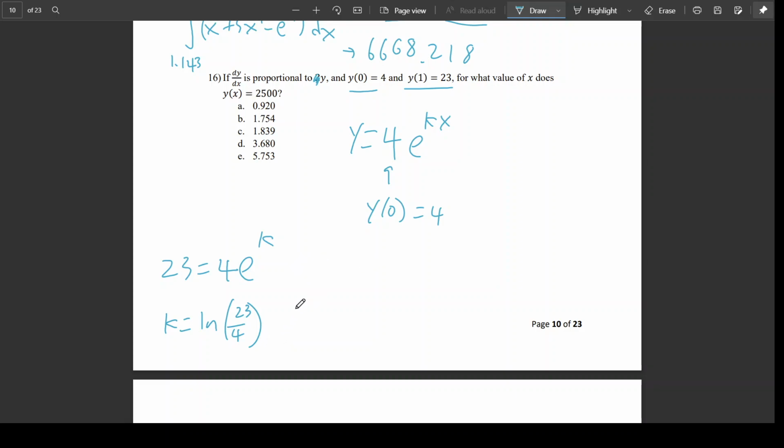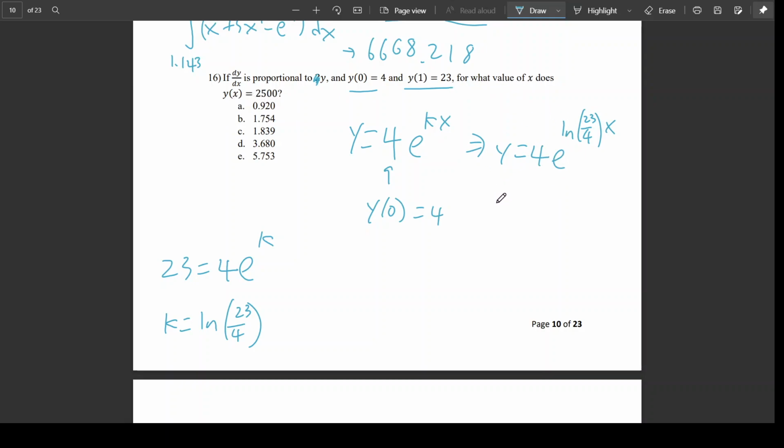You can even use an estimate of this because this is a multiple choice question. But either way, I'm going to keep it just as natural log of 23 over 4. And we can plug this k value back into here. So y equals 4 e to the ln 23 over 4 x. So now I can solve my question for what value of x does y of x equal 2500?